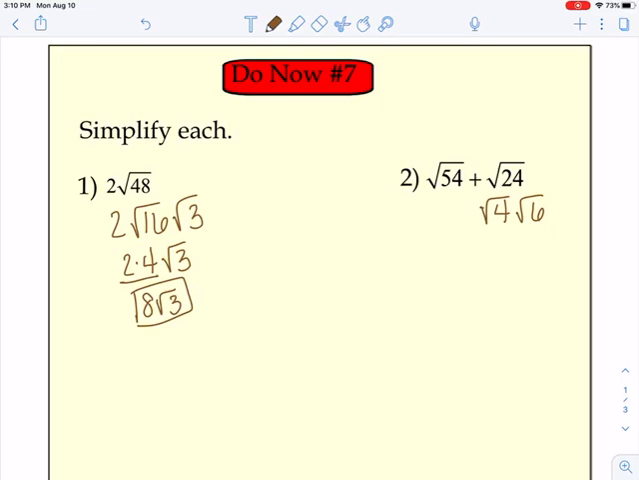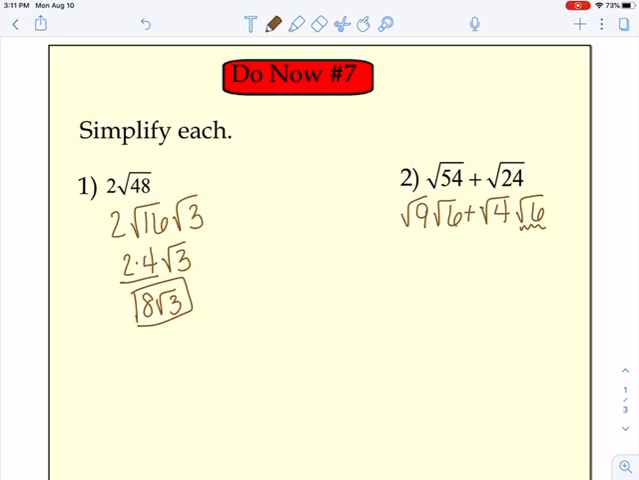If I'm going to eventually be able to combine these two, I'm not going to be able to take the square root of 6. So 6 should be a factor of 54. So if I take 54 and divide it by 6, I'm going to get an answer of 9. And 9 is a perfect square, so that's going to work. So we're going to break down that radical 54 into radical 9 times radical 6.